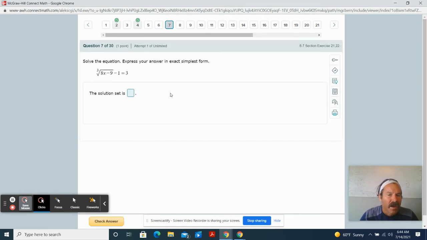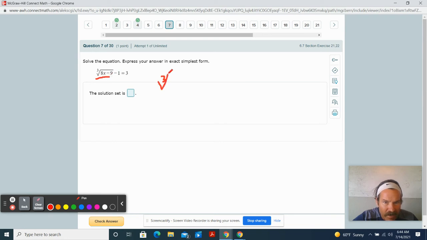Okay, 7. 7's a little different because there's a cubed root. Well, we're going to start out the same way. We're going to isolate the radical. We're going to get this by itself. So we got to add 1 to both sides.